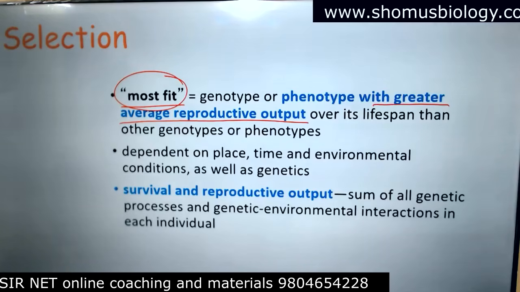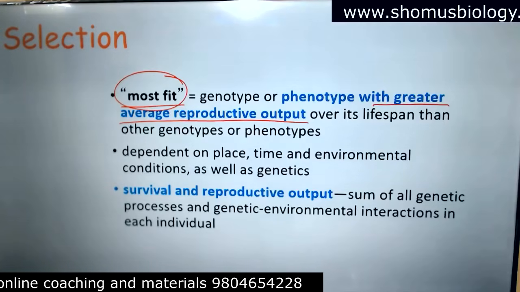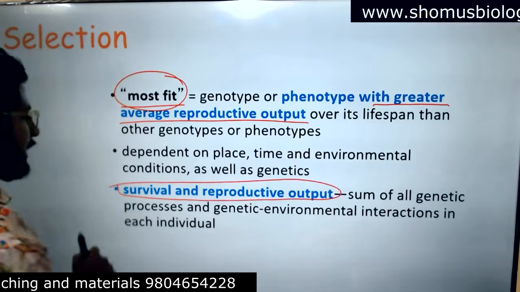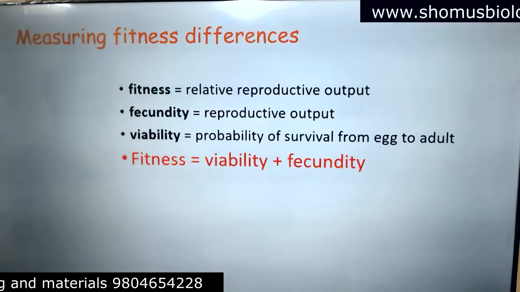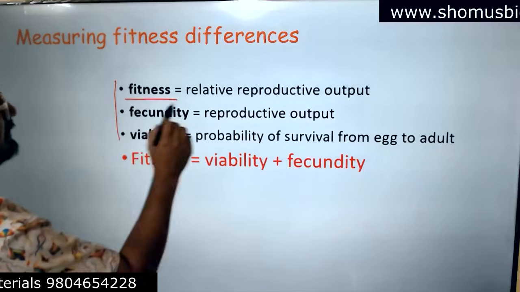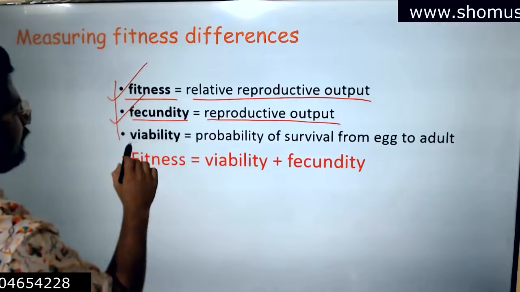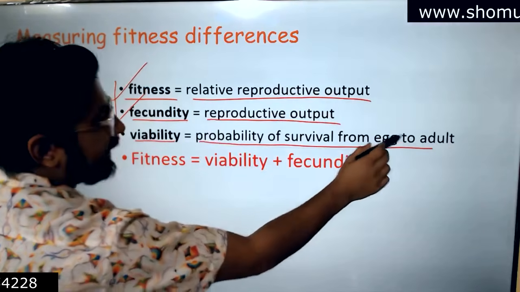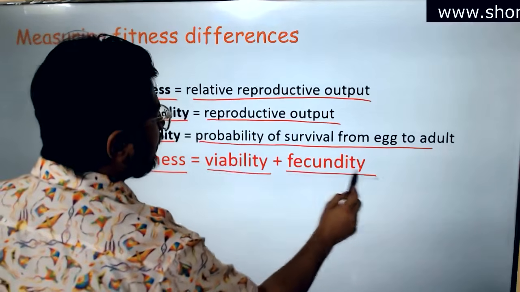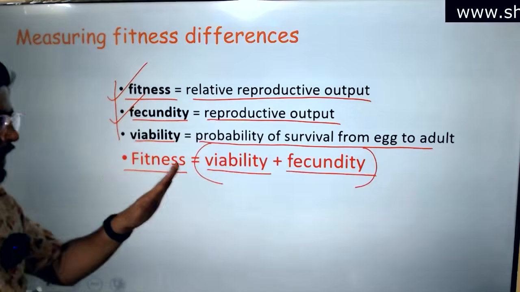So survival and reproductive output, the sum of all genetic processes and genetic-environmental interactions for each individual is determined, and the survival and reproductive output can be finalized. And there are these 3 terms that you need to remember. Fitness is relative reproductive output. Fecundity is reproductive output only. Viability is the probability of survival from egg to the adult. And fitness can be counted as viability plus fecundity. Keep this in your mind. Okay? So fitness is always viability plus fecundity.